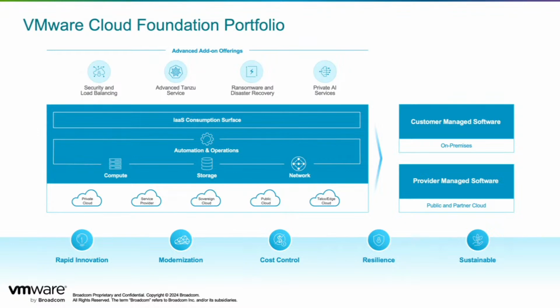And then underneath, a common automation and operations framework. What that framework does is give you the ability to take the abstracted resources from the infrastructure side and start to deliver those as services up to that IaaS consumption surface. This consumption surface is where the developers live, right?